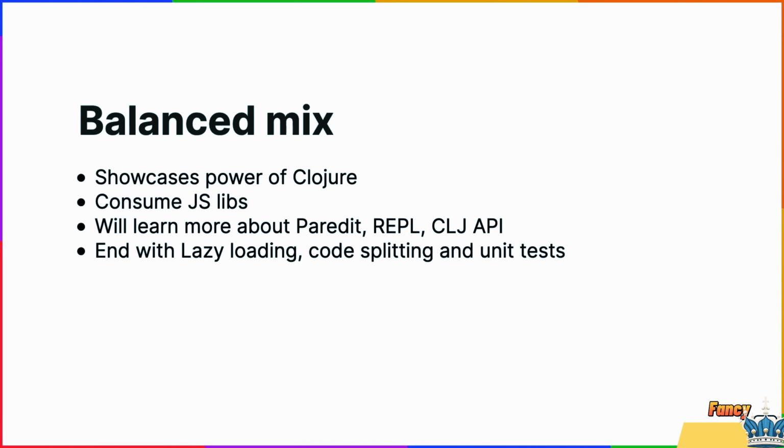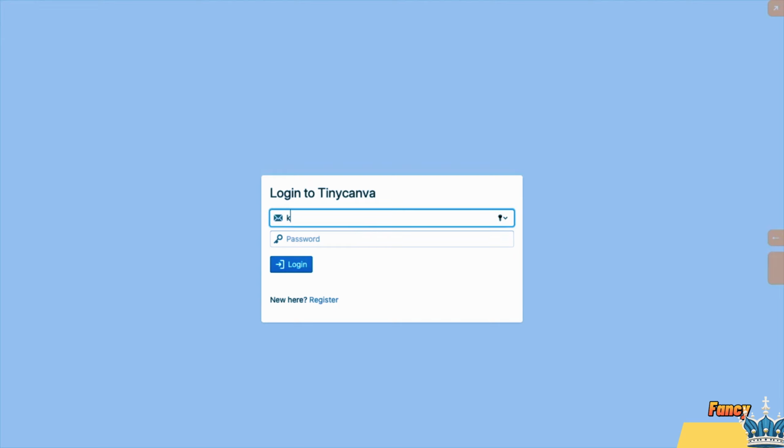In the process of building this app, we'll learn more about Clojure's dev workflow, its API, tooling, and the REPL. In the end, we will learn about advanced concepts like code splitting, production bundles, and unit testing. Here's a preview of what you can expect.